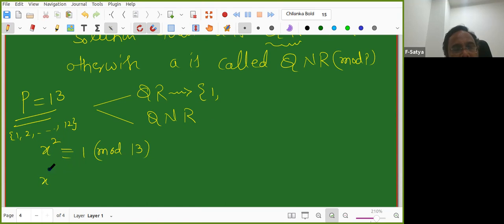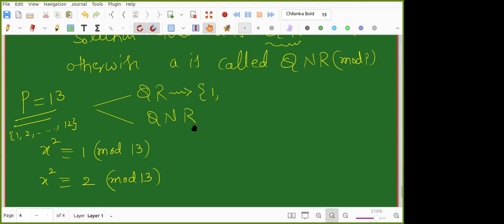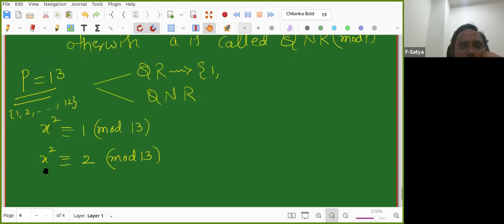Now come to x² ≡ 2 modulo 13. Is it a quadratic residue? 2 square is not congruent to 2 modulo 13. 11 also will not work. So now we are facing a little problem, right? I have to substitute 2, 3, 4, 5, 6, 7, 8, 9 up to 11 and check. If at least one time I get 2, then I put it here. Otherwise I'll put it in the other box.